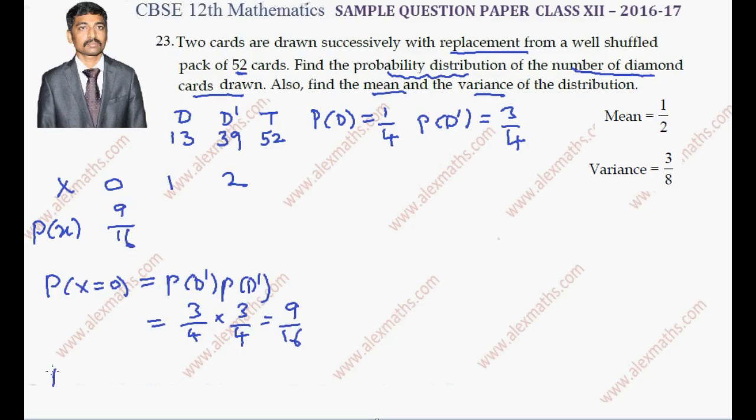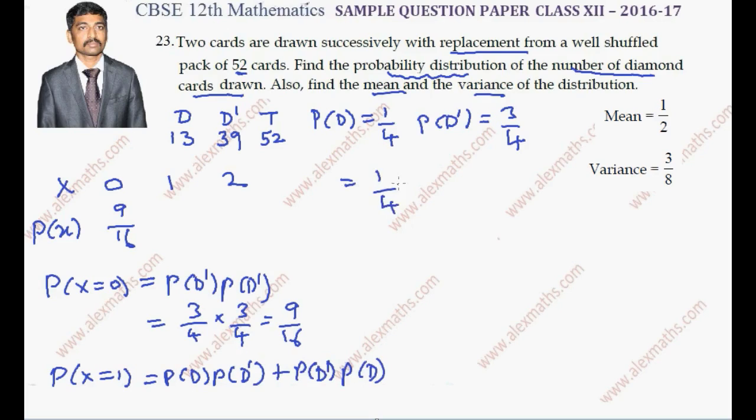Now coming to P of x is equal to 1, it means one success. It means one diamond and other is not diamond. In the same way, it can be in the reverse order also. The first is not diamond and the second is diamond. If I substitute the value, that will give 1 by 4 into 3 by 4, and the second term is also same, so I can put into 2. So totally it is 6 by 16. Don't cancel any term, because if you maintain the same denominator, it is easy for the calculations.